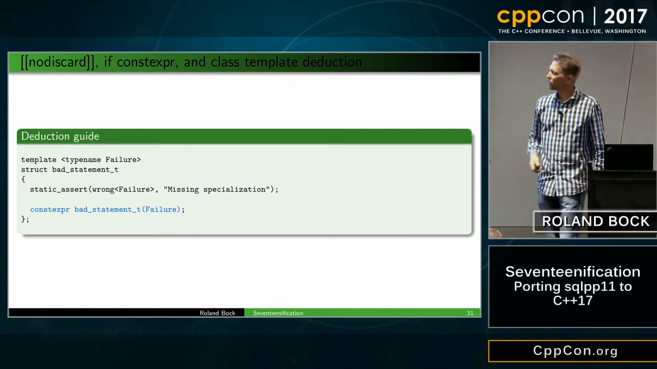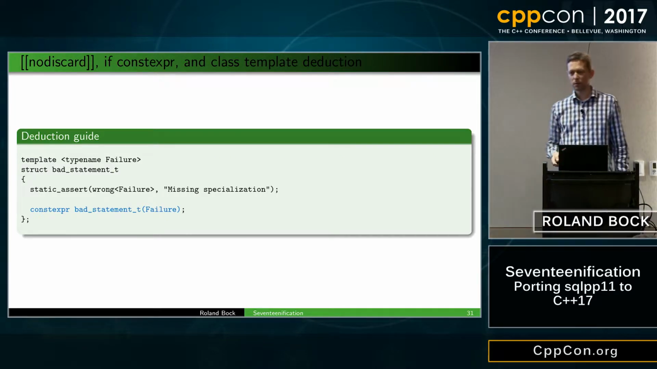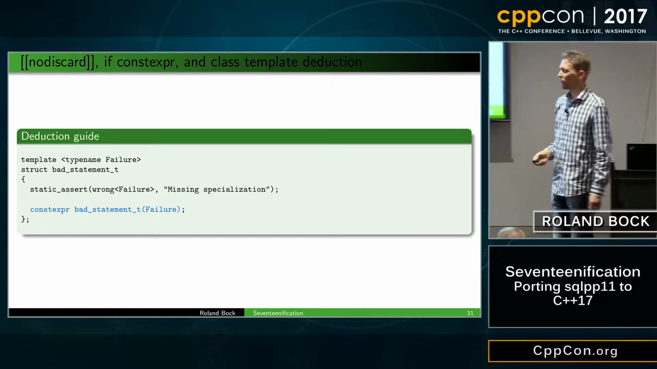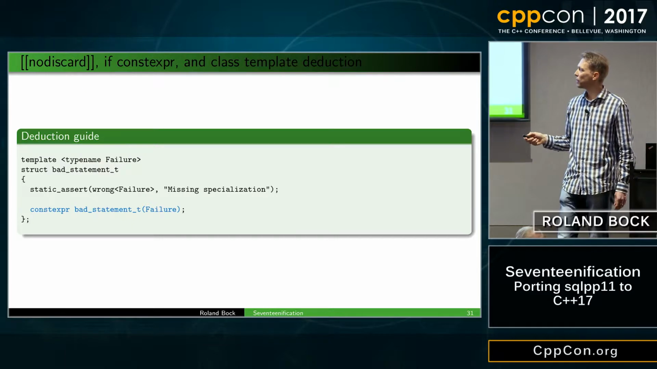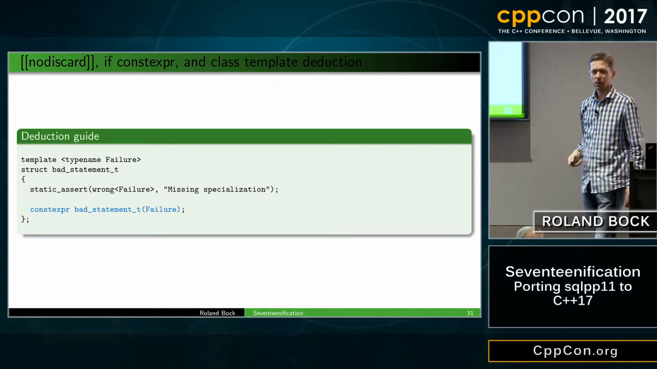But there is a constructor added to this nonetheless. Right? And this helps the compiler to figure out which bad statement to use, because it takes an argument of the template parameter type.